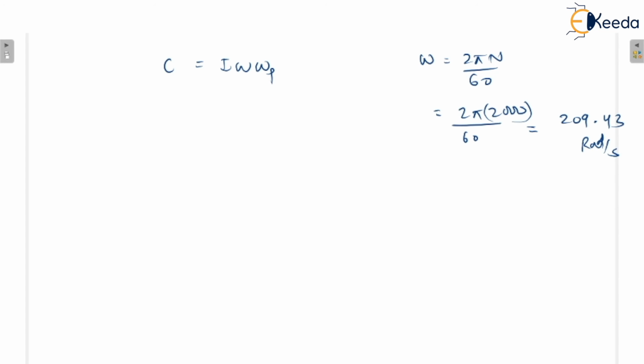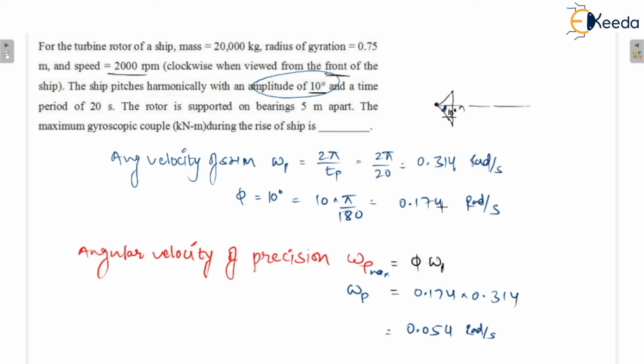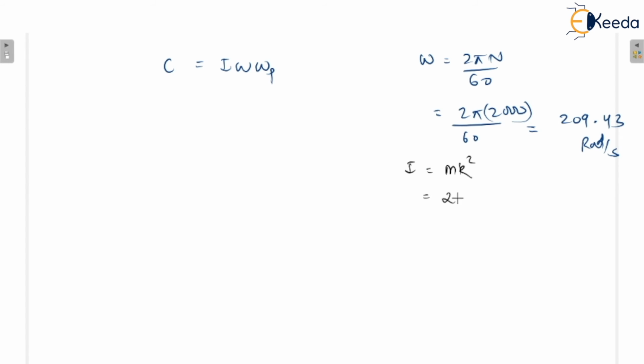And what is the moment of inertia? We have not calculated it yet. I is equal to m k square. M is 20,000 multiplied by radius of gyration 0.75 meter, 0.75 square. So when you solve this, you will get the value of moment of inertia, that would be 11250 kilogram meter square.